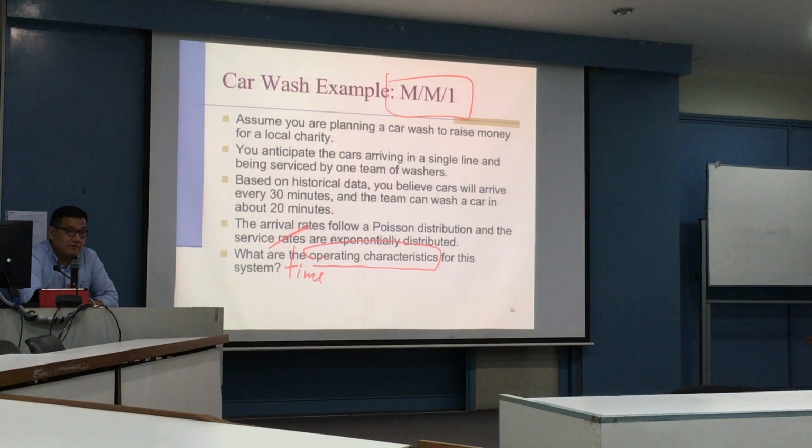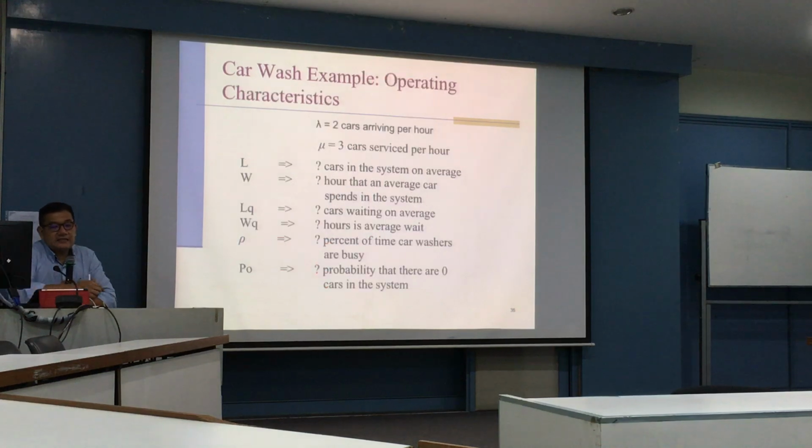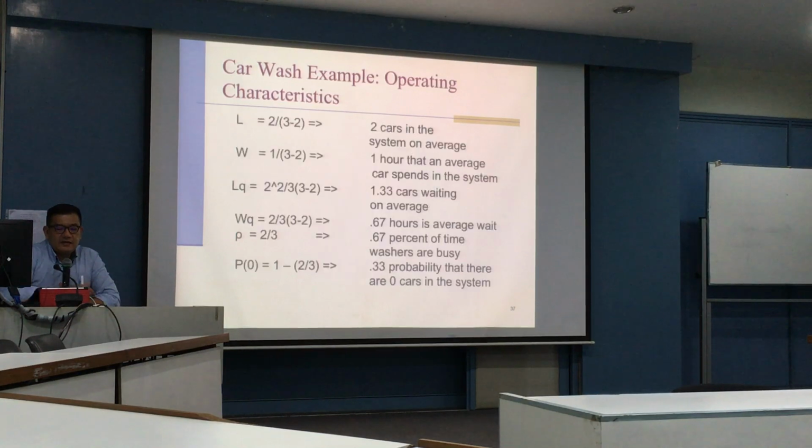And how about mu? The team of car washers can wash a car on average in about 20 minutes. So we can say that in 20 minutes you can service 1 car, so in 60 minutes you can service 3 cars. So in this case, lambda equals 2 cars per hour, mu equals 3 cars per hour. Once we know lambda and mu, we know that the model is MM1. So we substitute lambda equal to 2, mu equal to 3 into this formula, and then we get the operating characteristics of this problem. And this is the result.